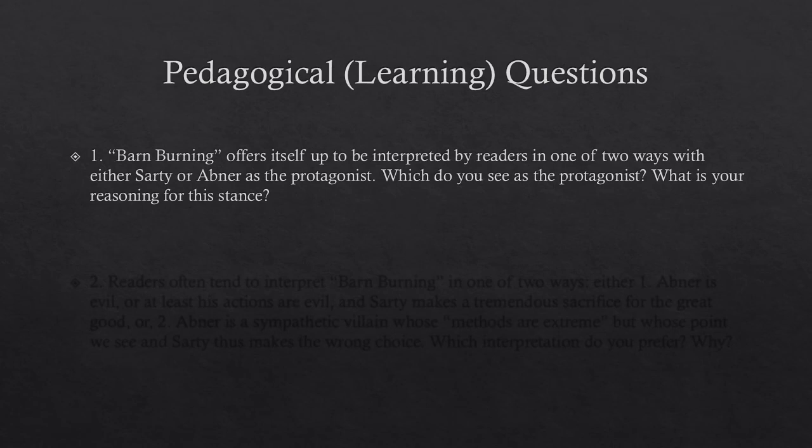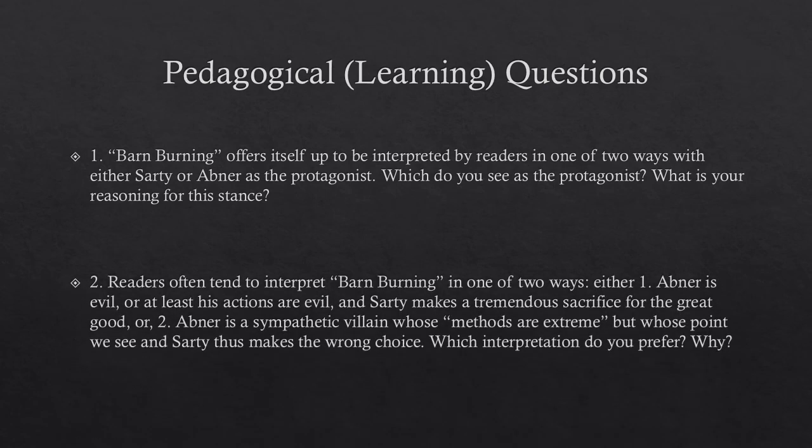The second question is essentially the same question, but phrased in a little more personal way. Readers often tend to interpret Barn Burning in one of two ways. Either one, Abner is evil, or at least his actions are evil, and Sarty makes a tremendous sacrifice for the greater good. Or two, Abner is a sympathetic villain whose methods are extreme, but whose point we see, and Sarty thus makes the wrong choice. Which interpretation do you prefer and why?